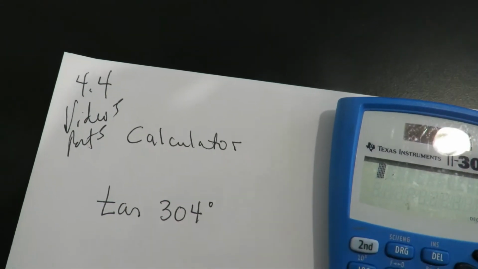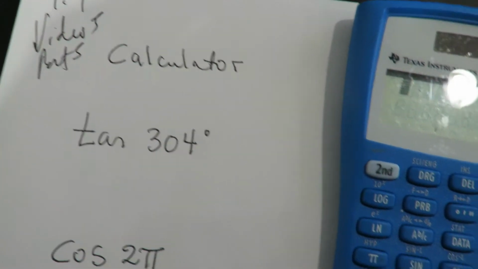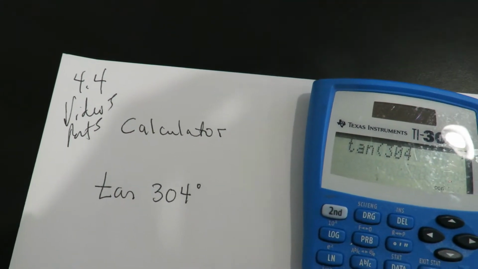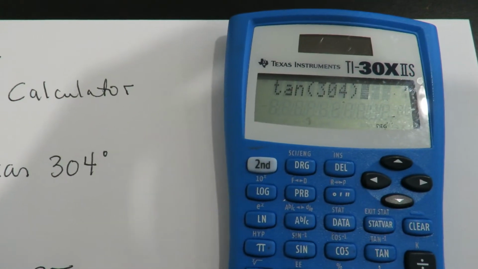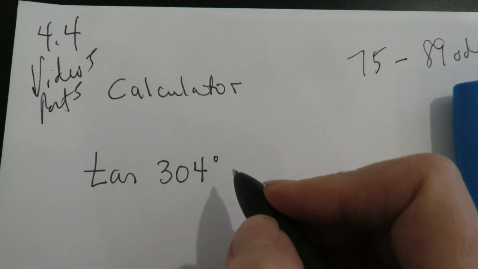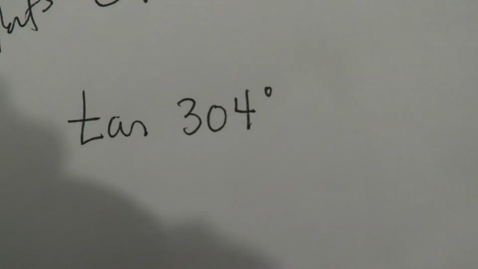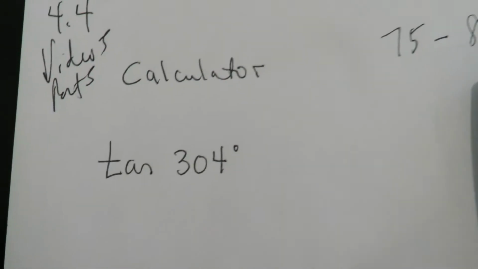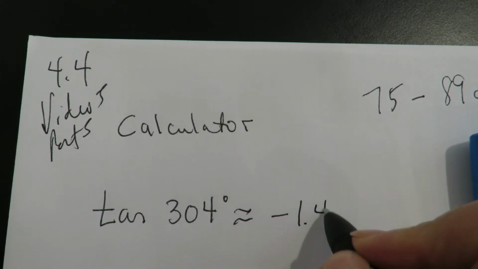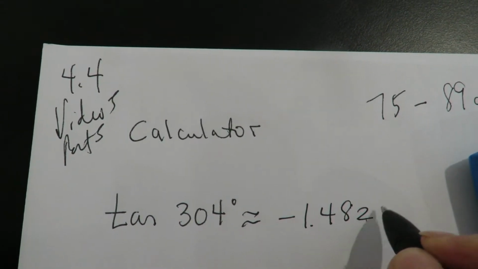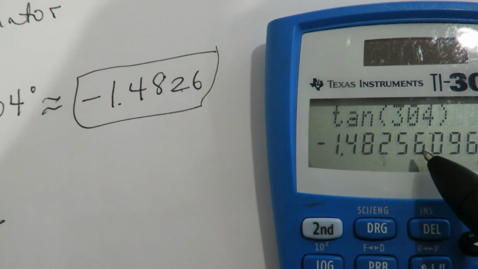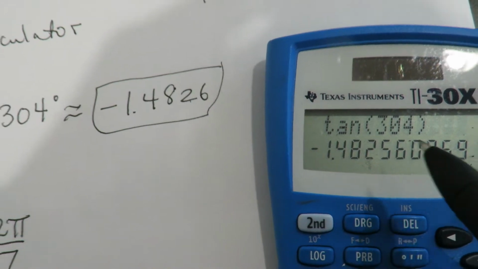I'm good. So I can go ahead and do the tangent of 304 degrees, right? I'm in degrees, so I'm good to roll. I'm going to hit equal. How many decimals does your homework want? 4 decimals. Okay. So this is approximately equal to -1.4826. I just rounded up on this one because that's a 6.